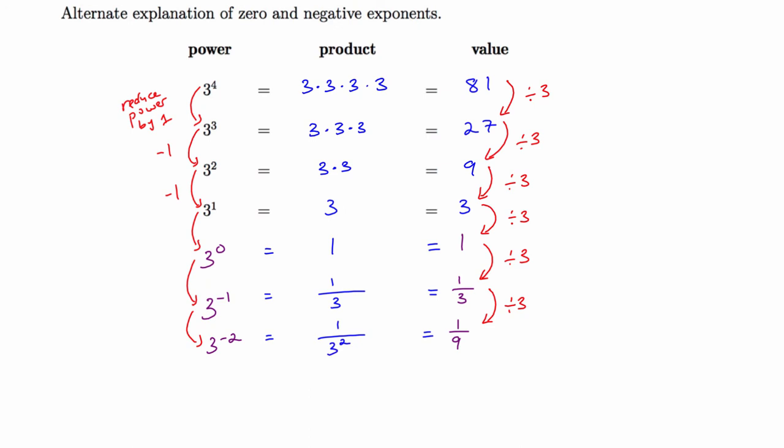So this gives us an alternate justification, not based simply on what the quotient rule did, but also on how the pattern falls out with the numbers. If we continue decreasing powers by 1, we end up dividing by 3, but what that in turn does is end up with reciprocals. A negative exponent means you have the reciprocal. It's simply an alternate explanation of where 0 and negative exponents come from.